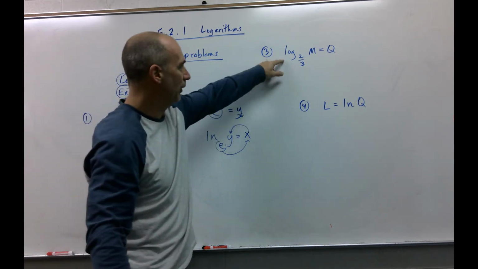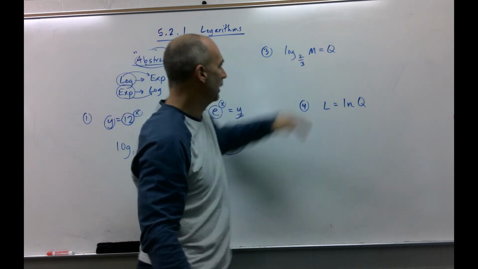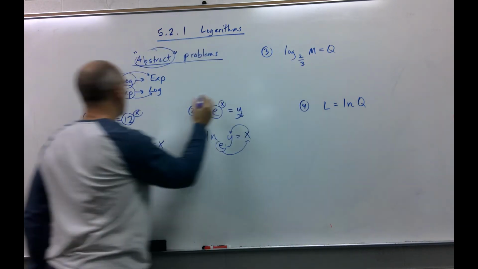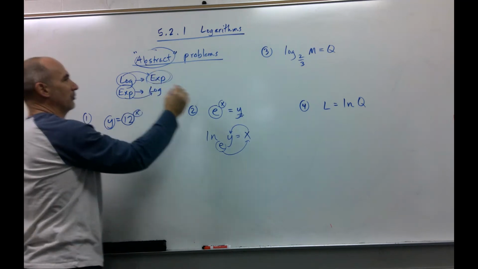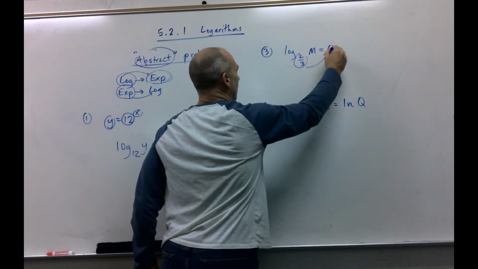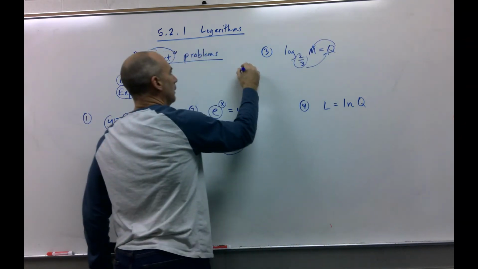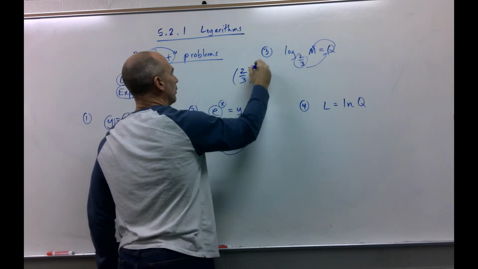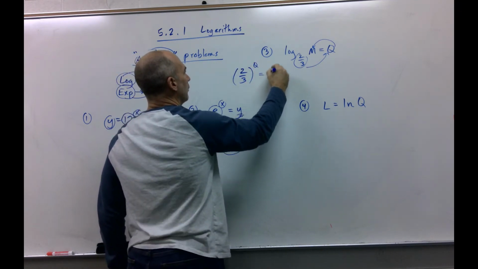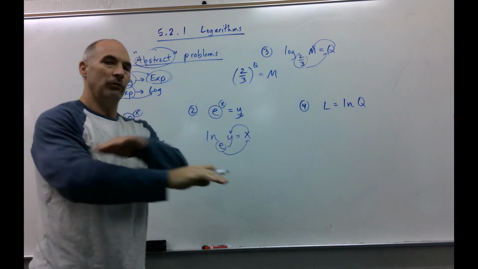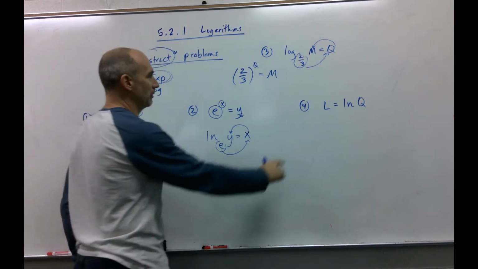So this one. This is a logarithmic equation. So now you're going to turn it into an exponential equation. Base, exponent, answer. 2/3 to the q power equals m. Done.